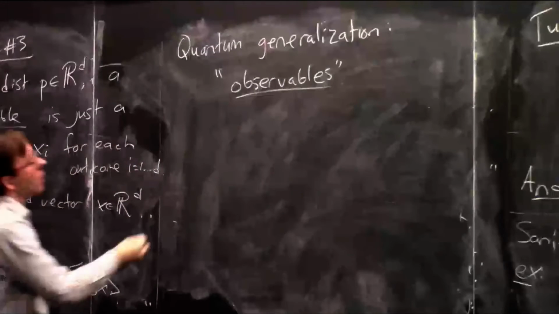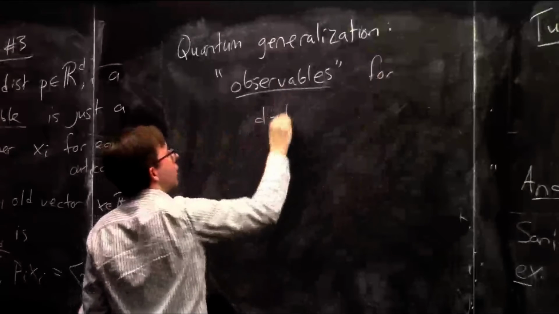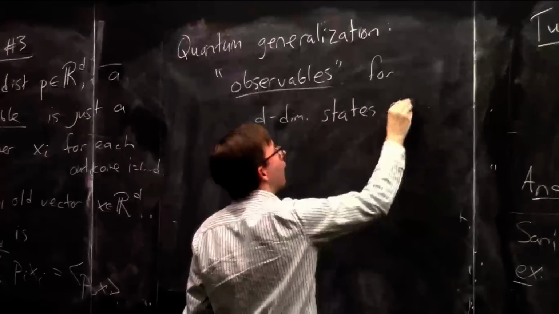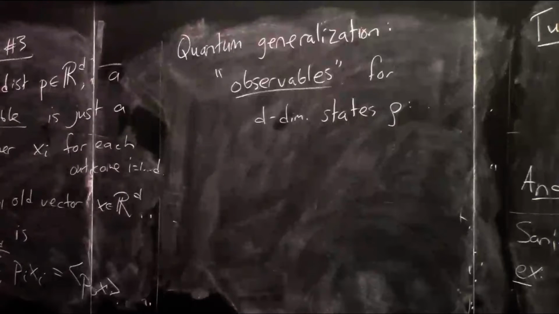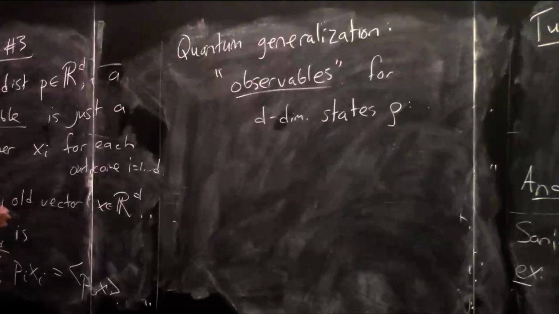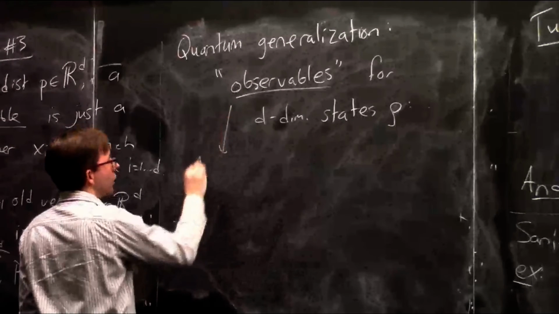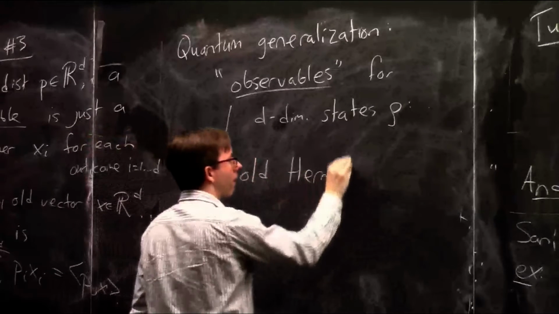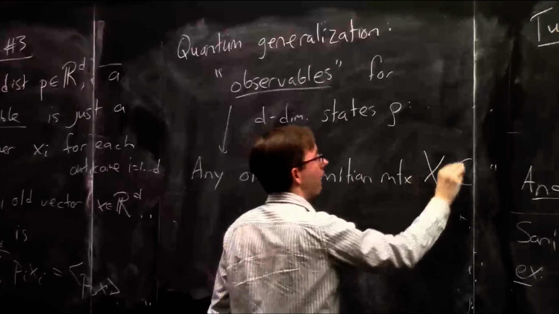And if you have a d-outcome, d-dimensional state. Well, remember I told you when you're generalizing from classical to quantum, whenever you see a vector, you replace it by a symmetric, I should say, Hermitian matrix. So yeah, an observable is literally just any old Hermitian matrix X, d by d.